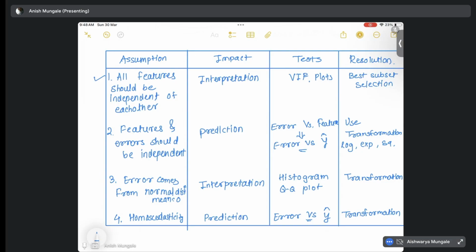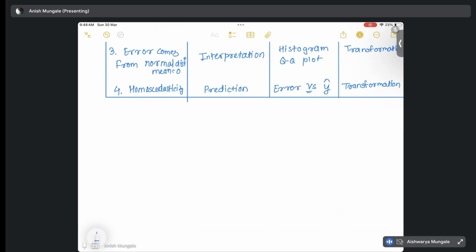So first you will calculate the VIF score. VIF score will tell you whether features are dependent or not. If you find out that VIF score is greater than 10, then that will imply that your features are not independent.